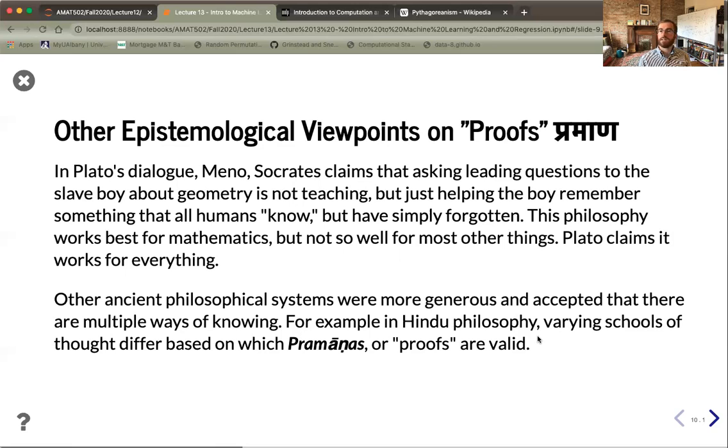And so one of the things that gets picked up in Hindu philosophy is a discussion of what are the different pramanas that are possible. These are proofs of knowledge. How do you justify knowledge?